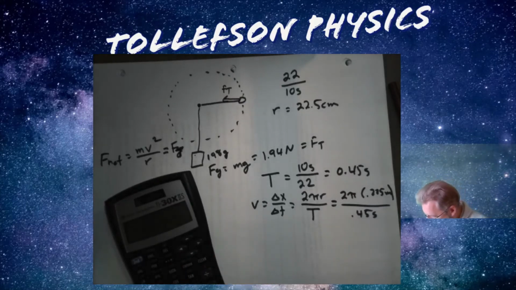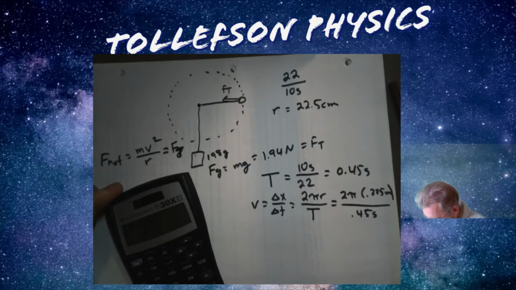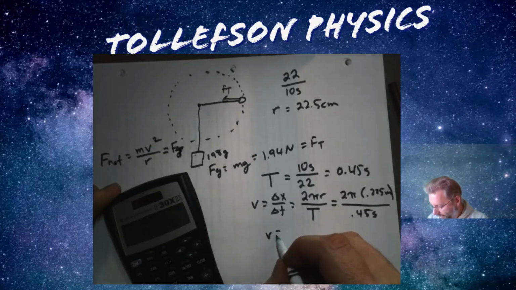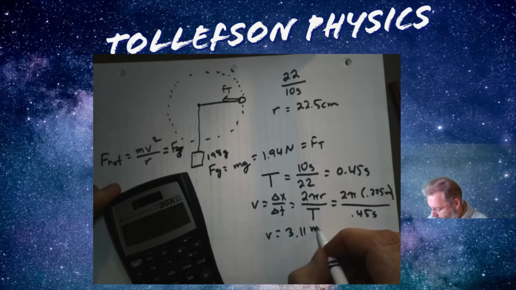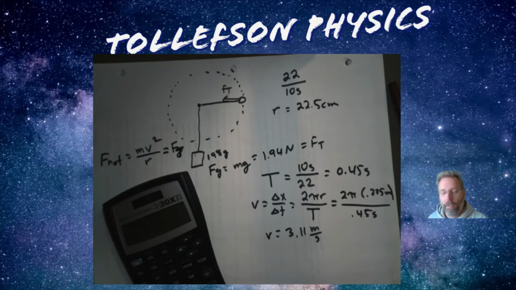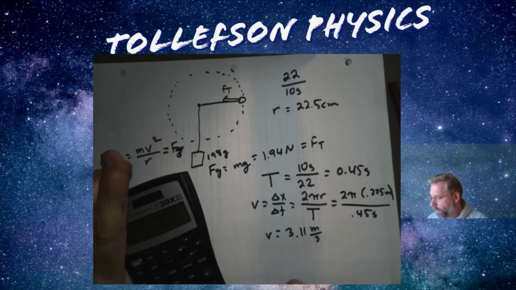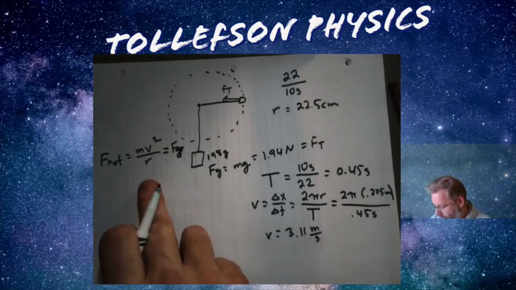So what does that give me? That gives me, let's put that in there, times 2 times pi times 0.225. And so that gives me a velocity of 3.11 meters per second. And I'm keeping these numbers in my calculator so I don't have rounding errors. So I'm going to leave that number in my calculator and bring it over to here.